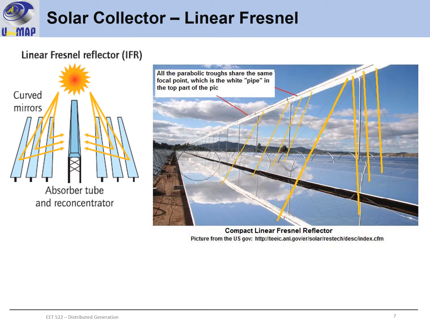Okay, the next technology that we will go through at this point is the Linear Fresnel reflector. So we have the center or the middle tube here, and we have a curved mirror, the horizontal curved mirror that will reflect the sunlight or sunbeam to the center tube here. All the parabolic troughs share the same focal point, which is the white pipe in the top part of the picture. See that, it is heated up and shining, because it's too hot inside here.